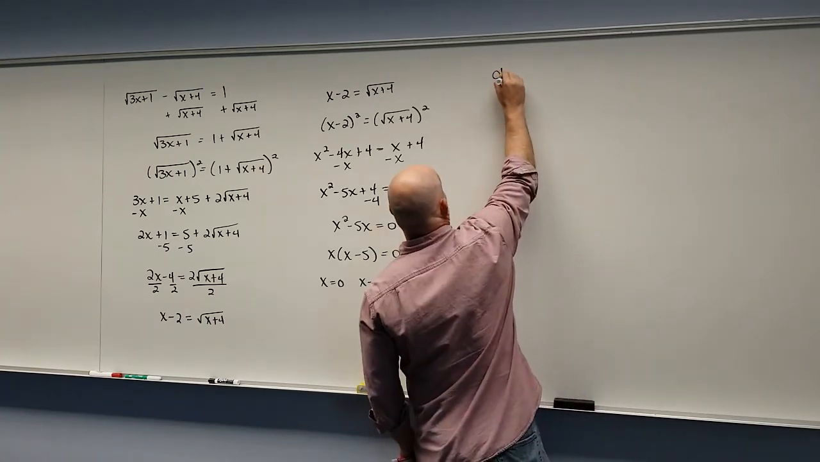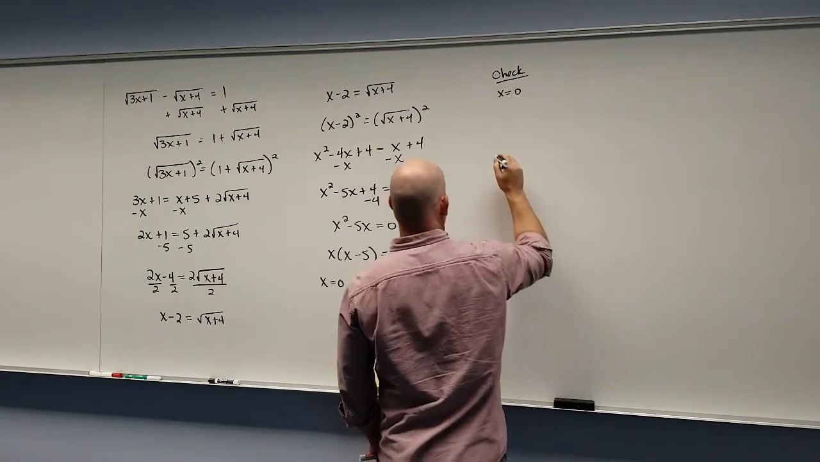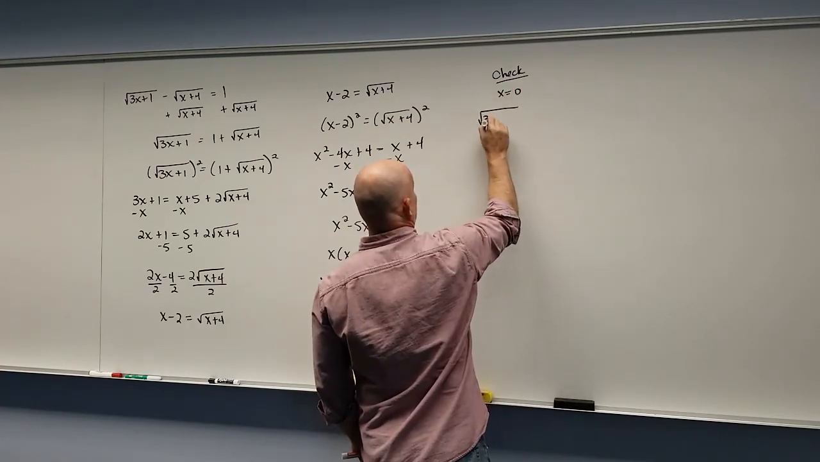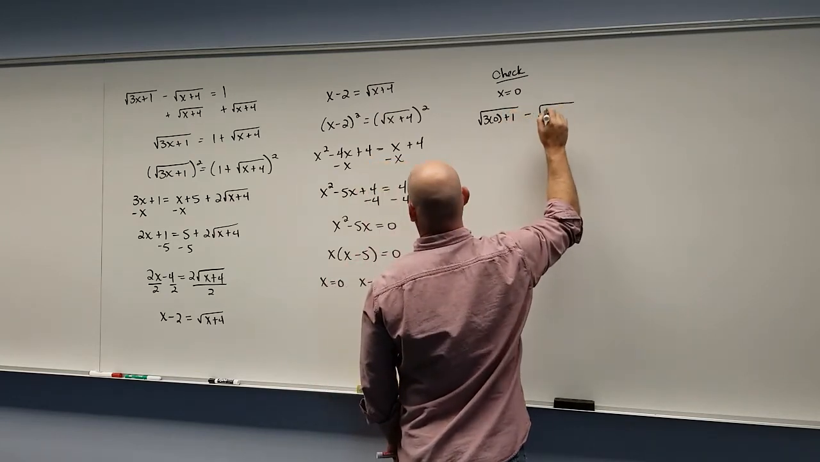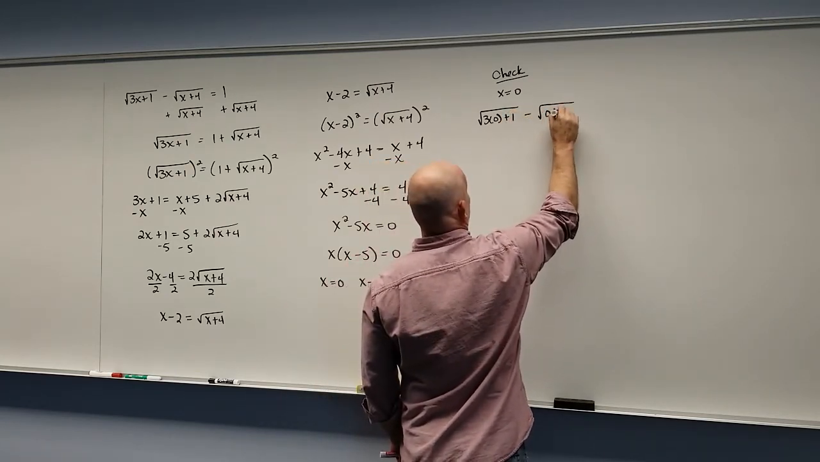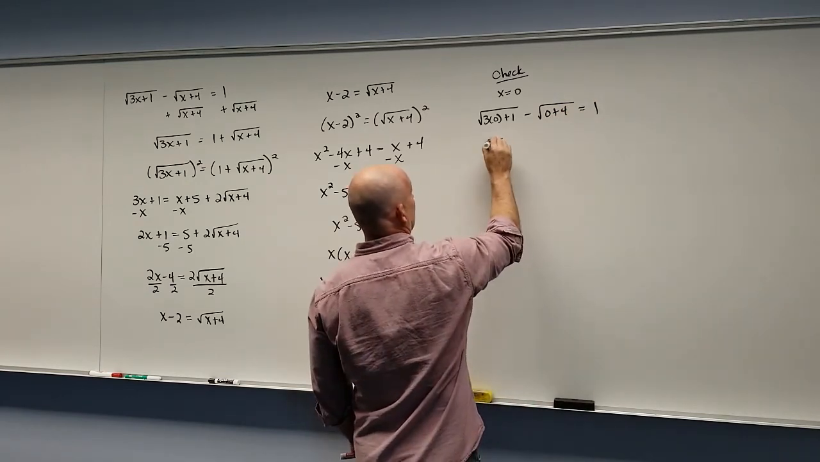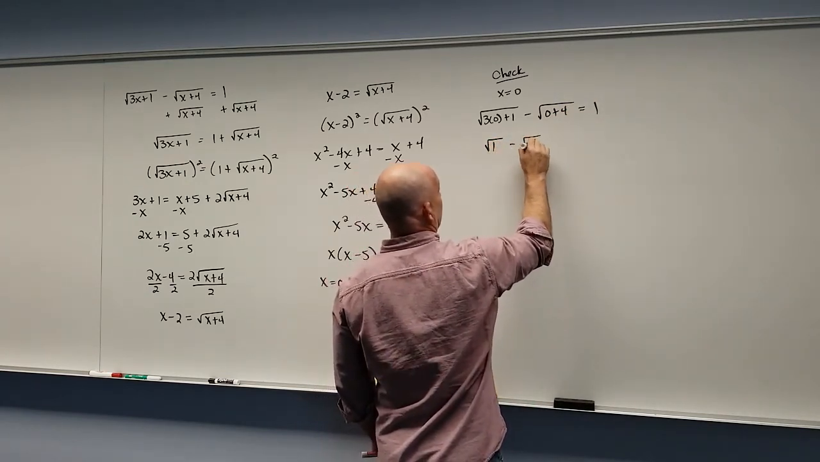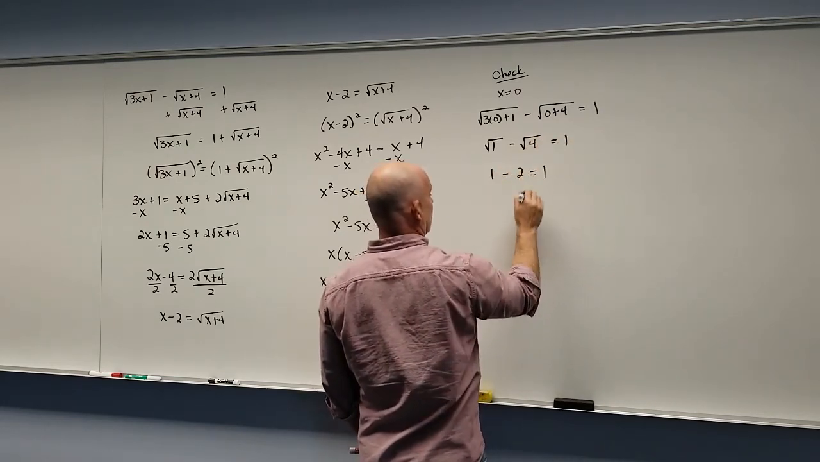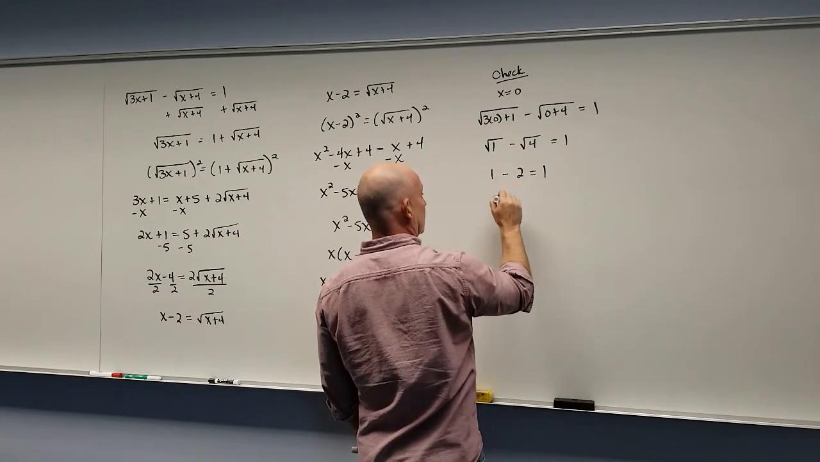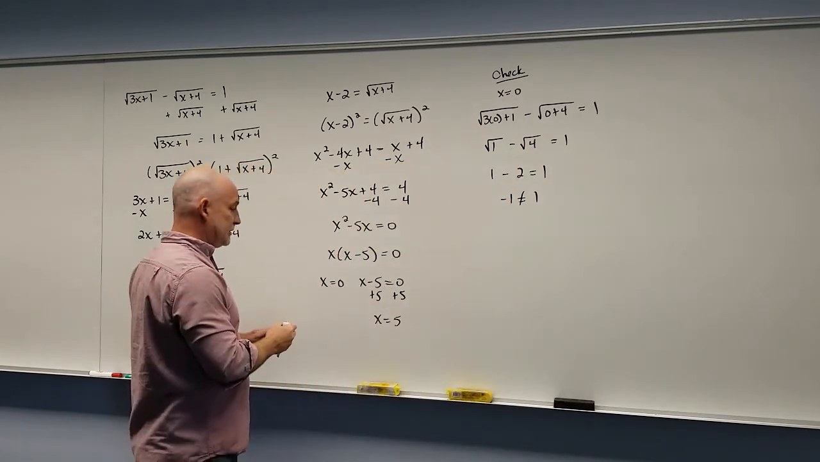So let's check x equals 0. So it'll be the square root of 3 times 0 plus 1 minus the square root of 0 plus 4. Does that equal 1? Well, that's the square root of 1 minus the square root of 4 is equal to 1. 1 minus 2 is equal to 1. That is not true, right? Negative 1 does not equal 1. So the 0 does not check.